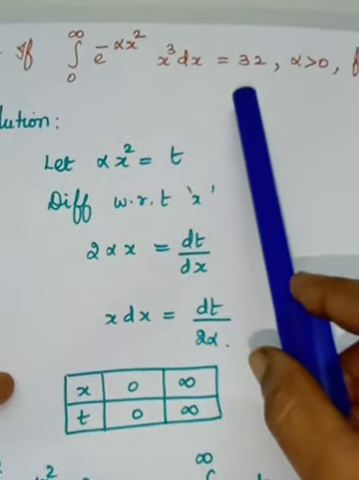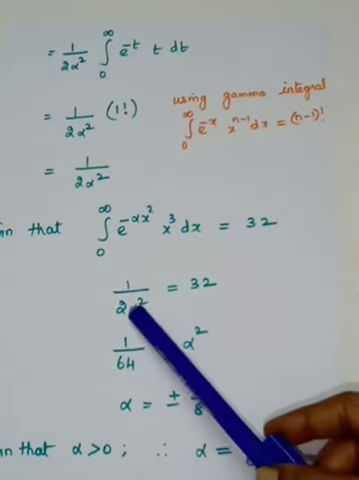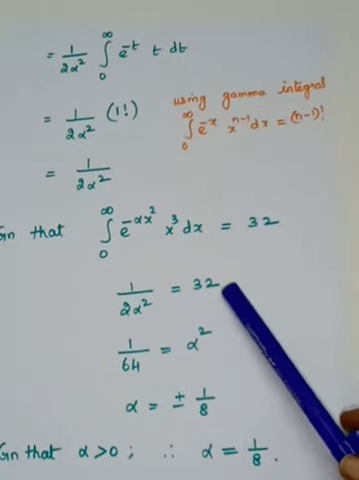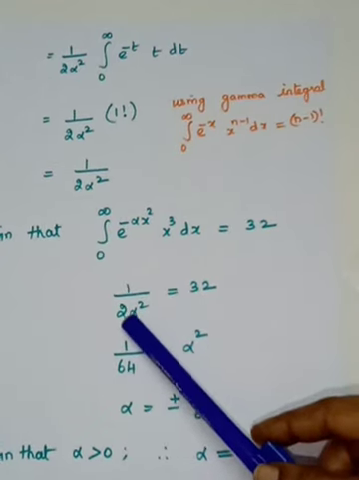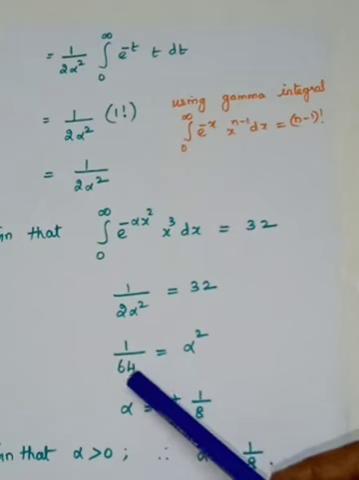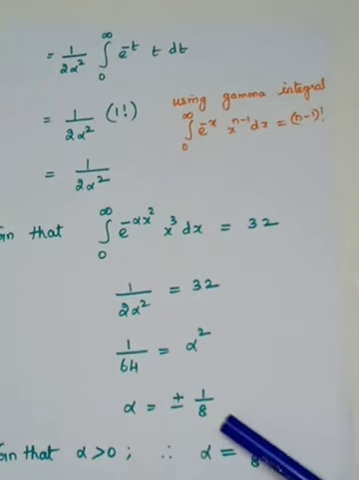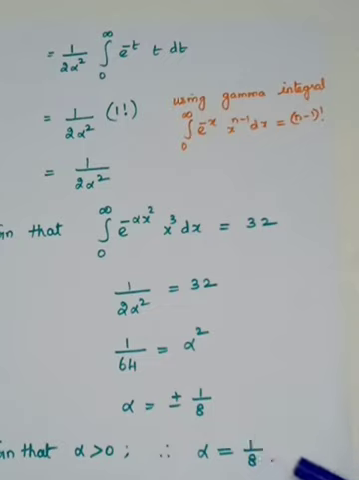Okay, it is given that it is equal to 32. So therefore 1 by 2 alpha squared is equal to 32, and this alpha squared you take to the right side, and 32 you bring down. So 2 into 32 is 64. So alpha is equal to plus or minus 1 by 8, but it is given that alpha is greater than 0. So therefore the value of alpha is equal to 1 by 8.